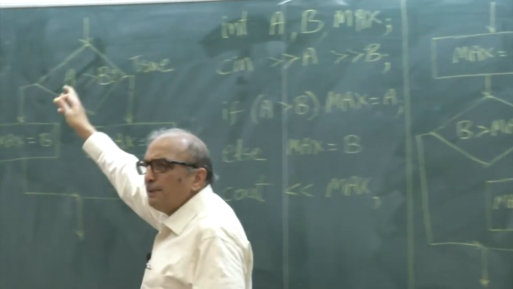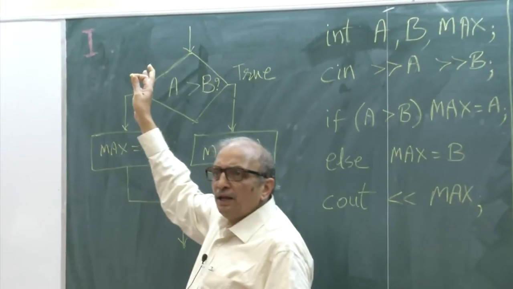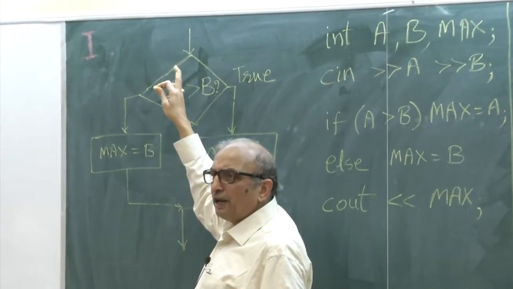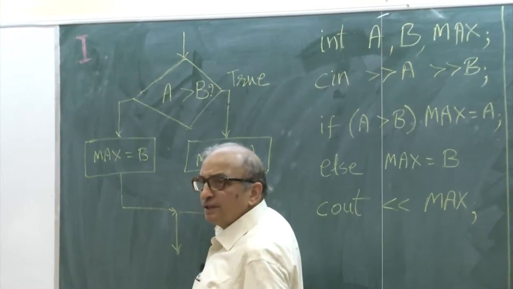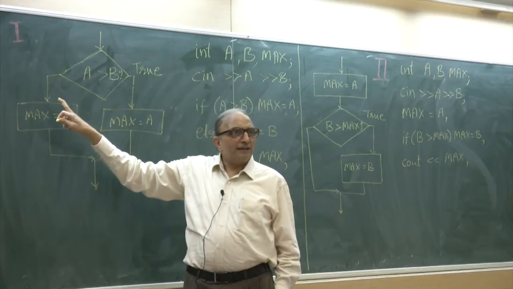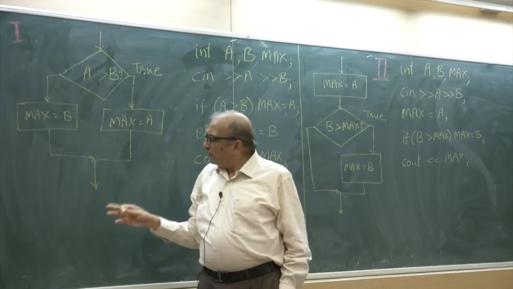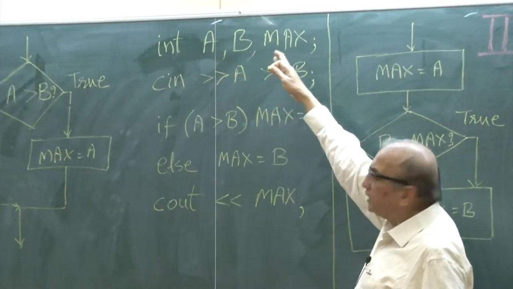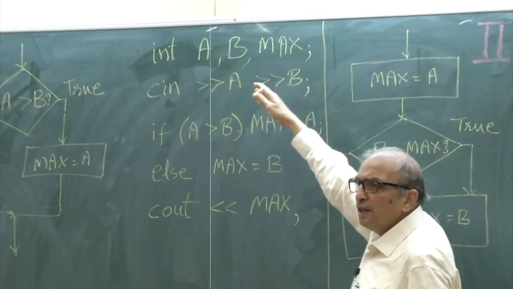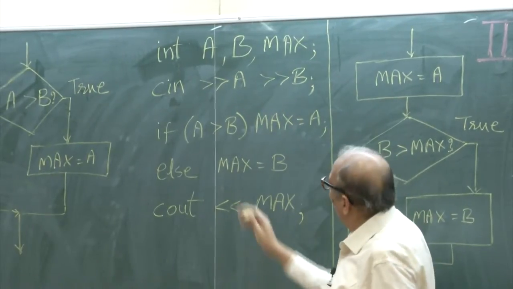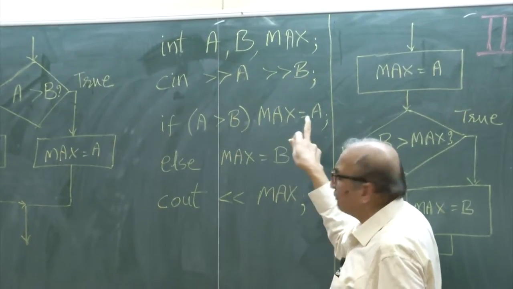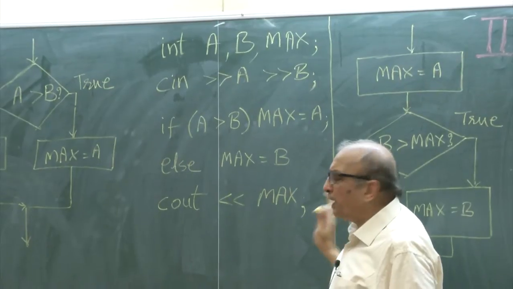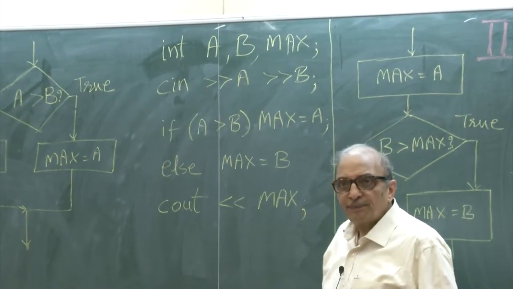Then I say I examine the 2 numbers, A and B. If A is greater than B, I assign A to max. Otherwise, I assign B to max and I come out. The corresponding program would be something like this. I declare the 3 locations, A, B and max. I input the values of A and B. If A is greater than B, max is equal to A. Else max is equal to B. I output max.